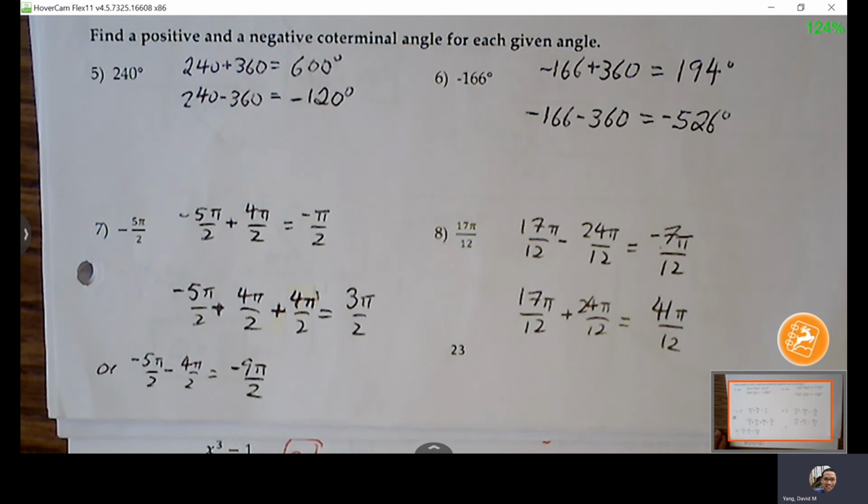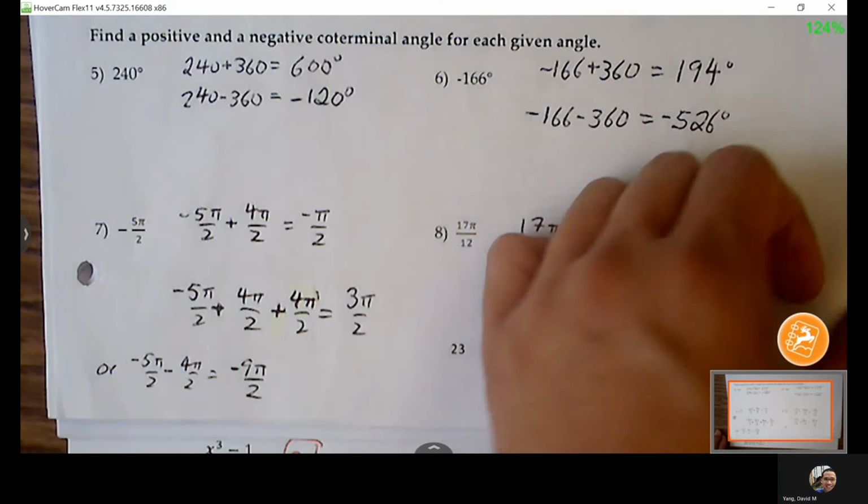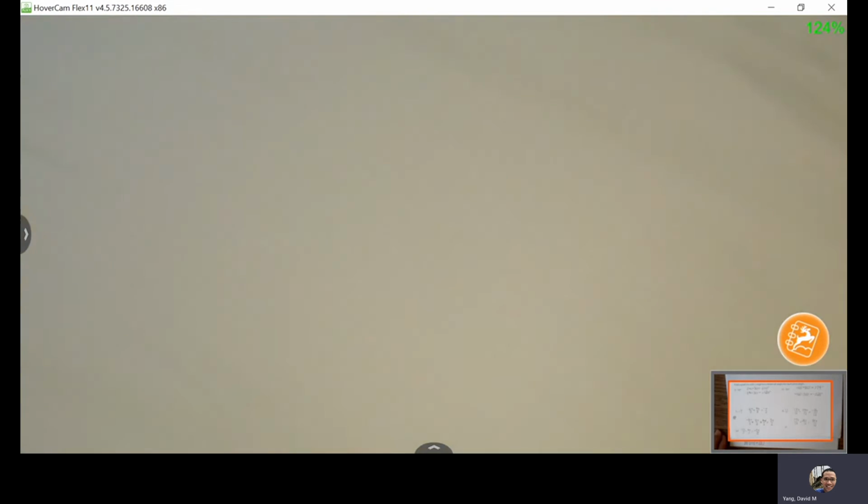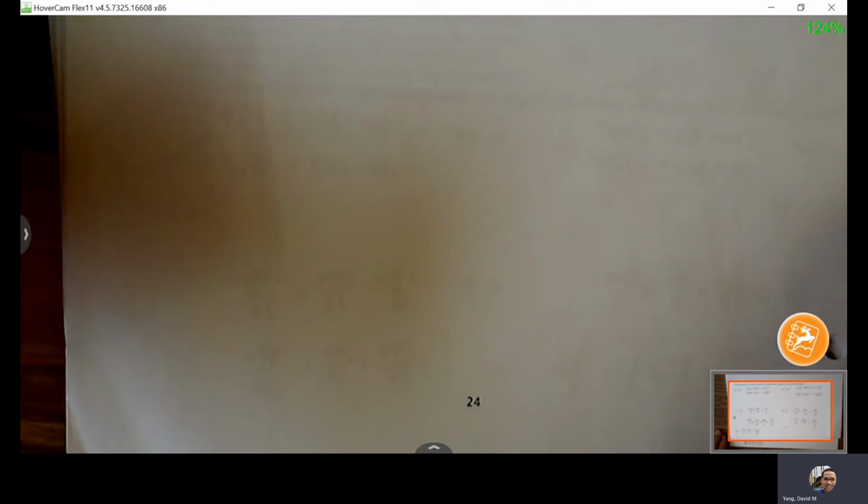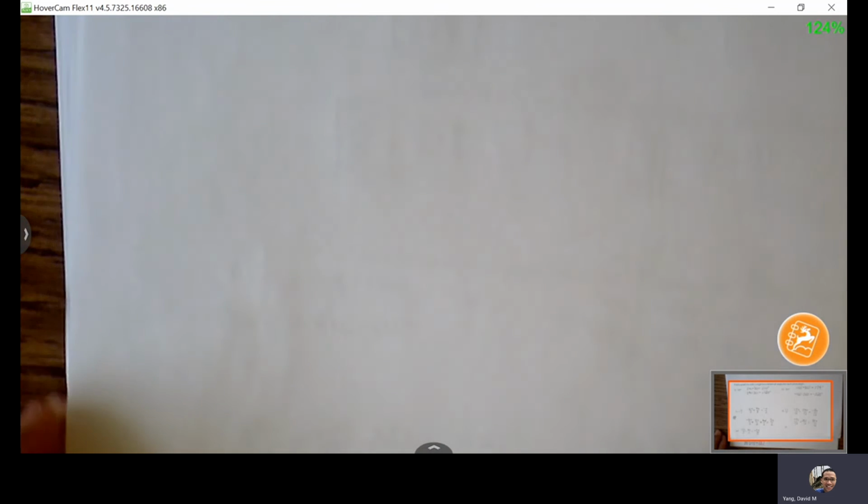Anybody still need 5 through 8? We good here? Would this be called non-coterminal? Oh, you just say that the angles are not coterminal. You can just say no.